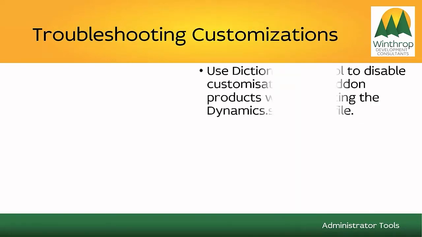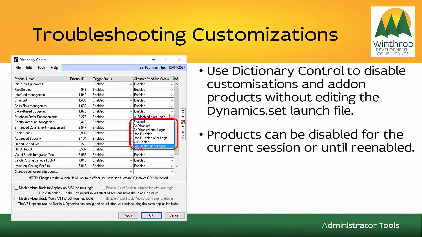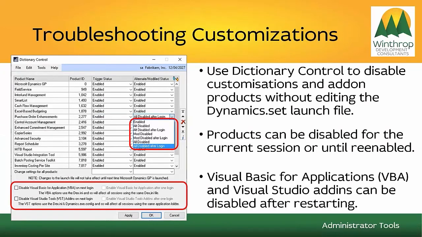If you need to troubleshoot a customization, one of the first things they'll ask you to do is turn off third-party products, and maybe even disable VBA or Visual Studio Tools add-ins. You can do all of that from dictionary control. Turning dictionaries on and off can actually be done without even logging out, and can be done without affecting any other users on the terminal server because you're not altering the Dynamics.set launch file.